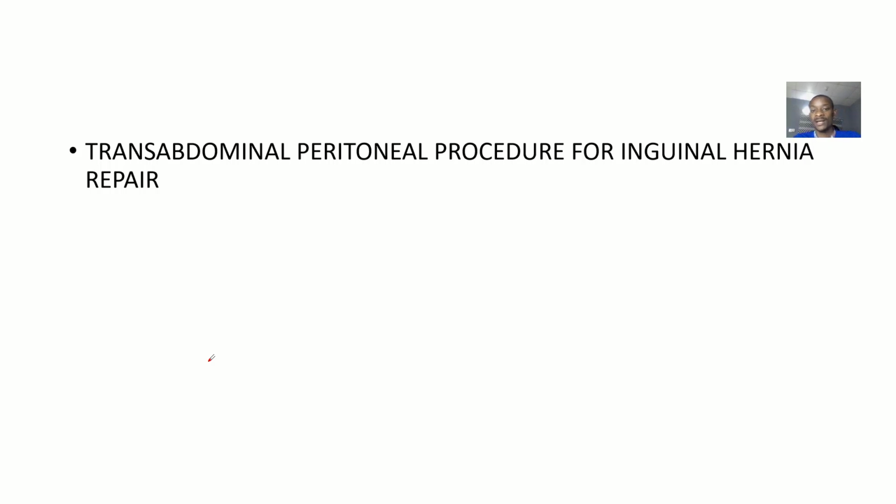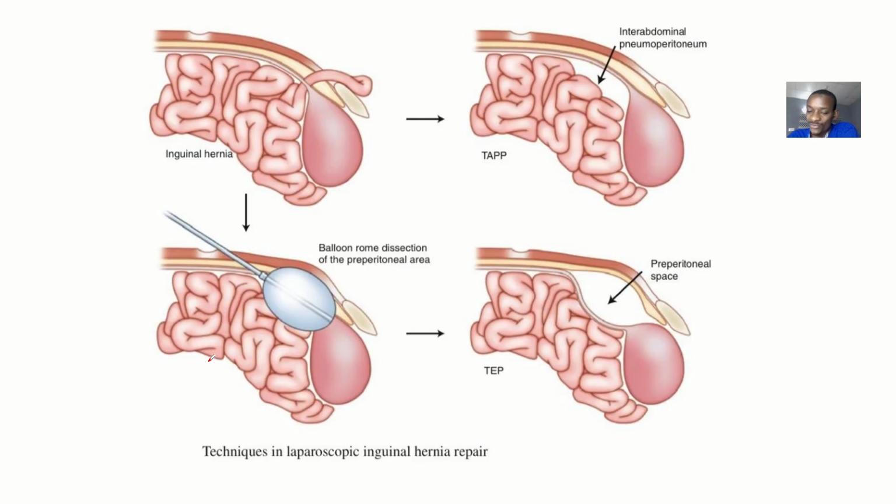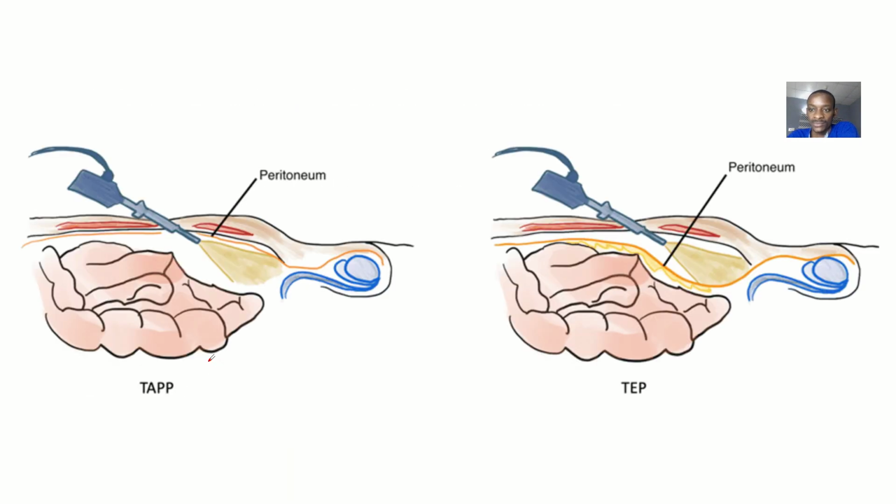All right, so we talk about the TAPP, fully known as the Transabdominal Peritoneal procedure for inguinal hernia repair. This actually confuses some students a lot, and the difference is just here. For the TAPP, you are going through the peritoneum to repair the hernia. For the TEP, the peritoneum is pushed down while you repair the hernia from above. Do you understand the difference now?